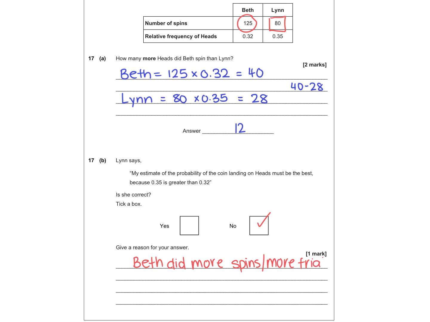Okay, the more times we do something, the more accurate it's going to be. So the fact that Beth did more trials is going to make her answer more accurate than Lynn's. Okay, it's always about the more trials. They've been loving this question a lot on the papers lately.